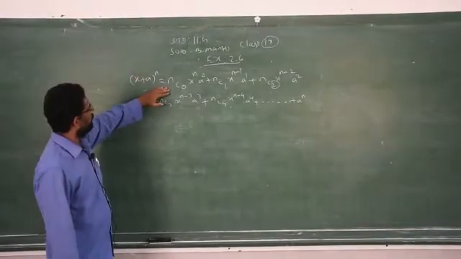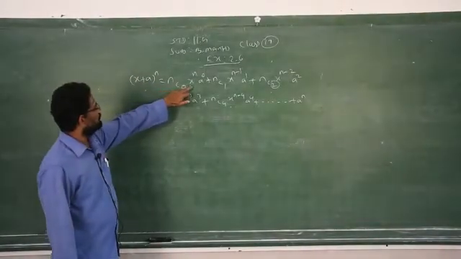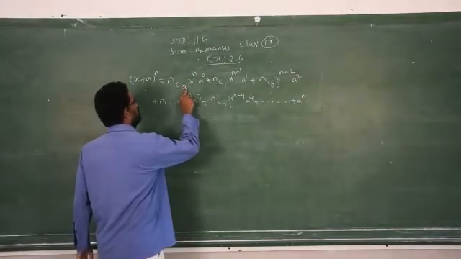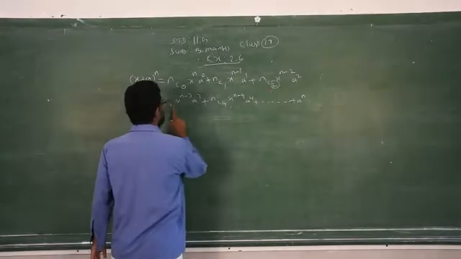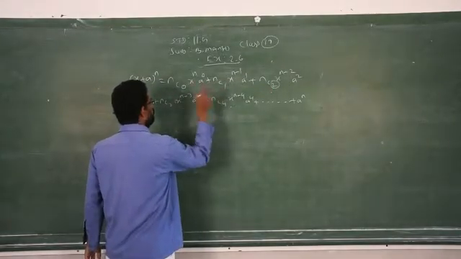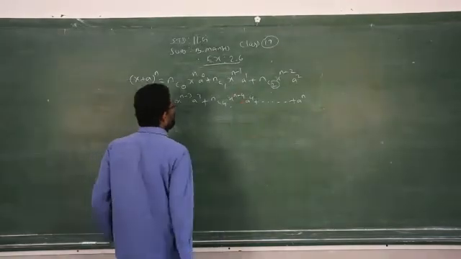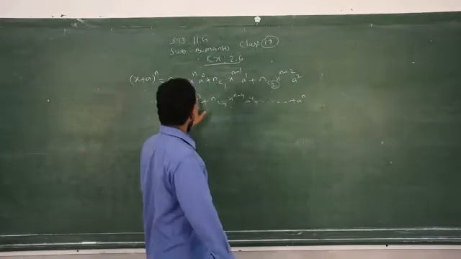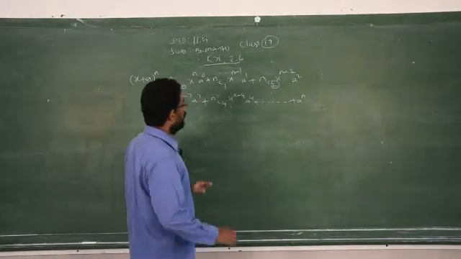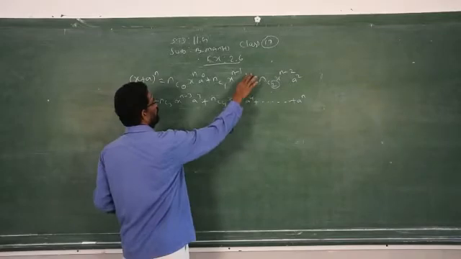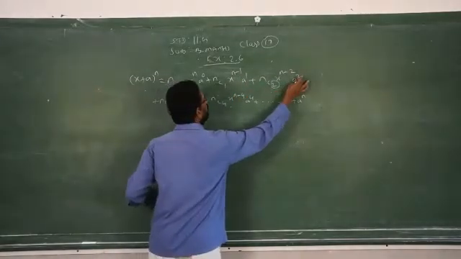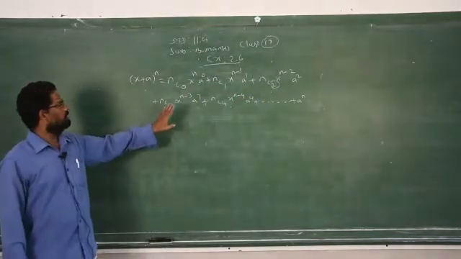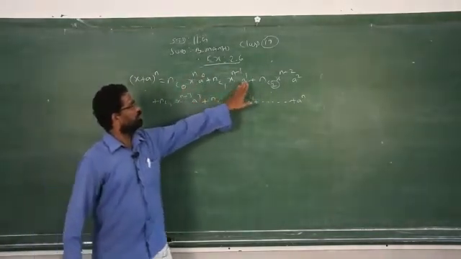This is the binomial theorem, nC0, x power n, a power 0. You please increase the suffix 1, 2, 3, 4. When you increase the suffix, then you have to reduce the power of x by 1, by 2, by 3, by 4. And simultaneously you have to increase the power of a 1, 1, 2, 2, 3, 3, 4, 4 and so on. Very easy. Once you memorize this, then after that you can proceed.